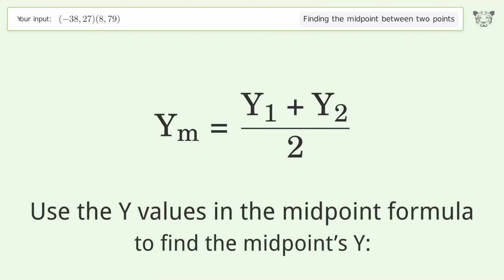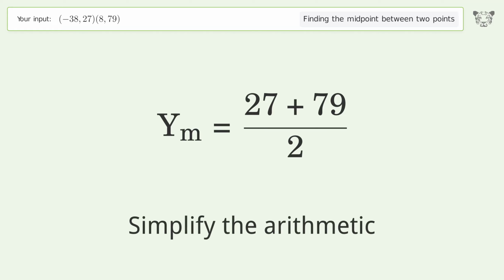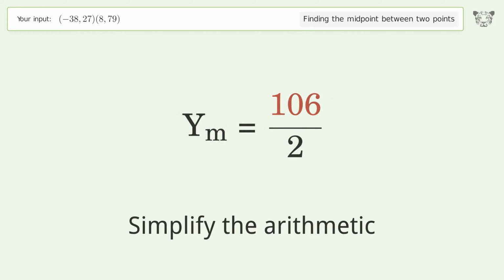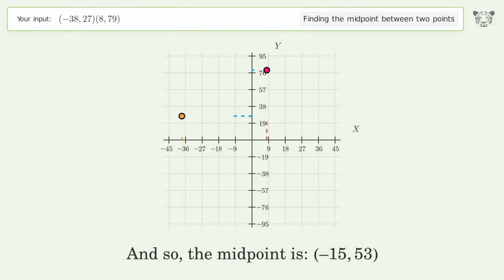Use the y values in the midpoint formula to find the midpoint's y. y1 equals 27. y2 equals 79. Simplify the arithmetic. And so, the midpoint is negative 15, 53.